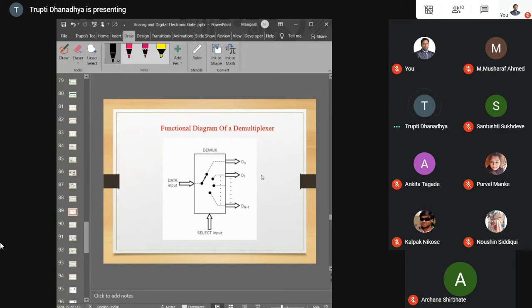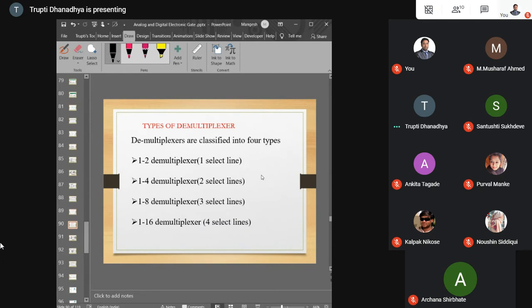I already told you that there is only one data input, and according to that data input, we get the output for the demultiplexer. So in this functional diagram, you can see here data input is only one, and there are a number of outputs present in the demultiplexer. So there are also several types of demultiplexer: 1 is to 2, 1 is to 4, 1 is to 8, and 1 is to 16. According to that, selector lines are present for the designing purpose of the demultiplexer.